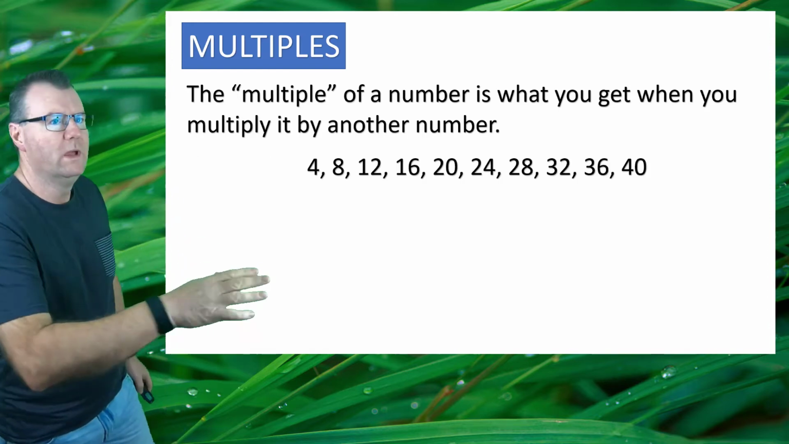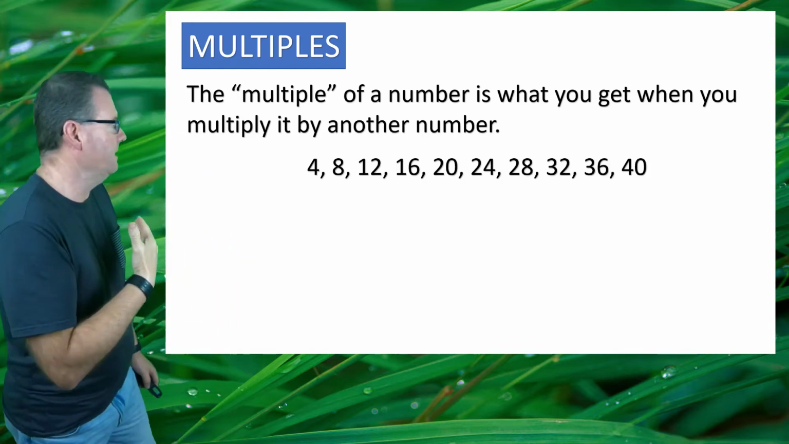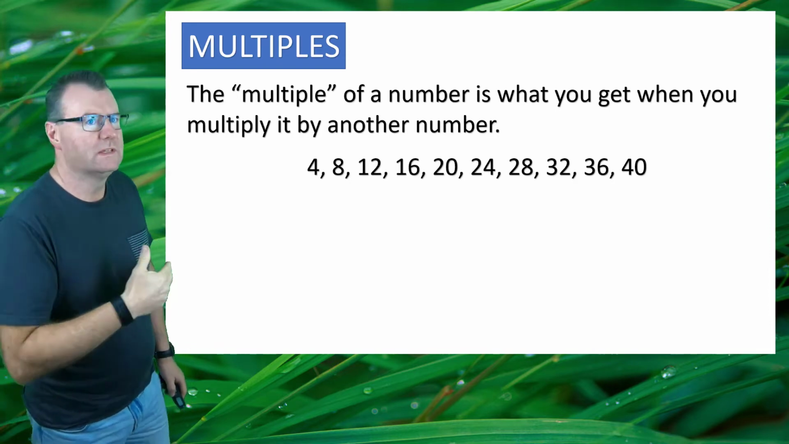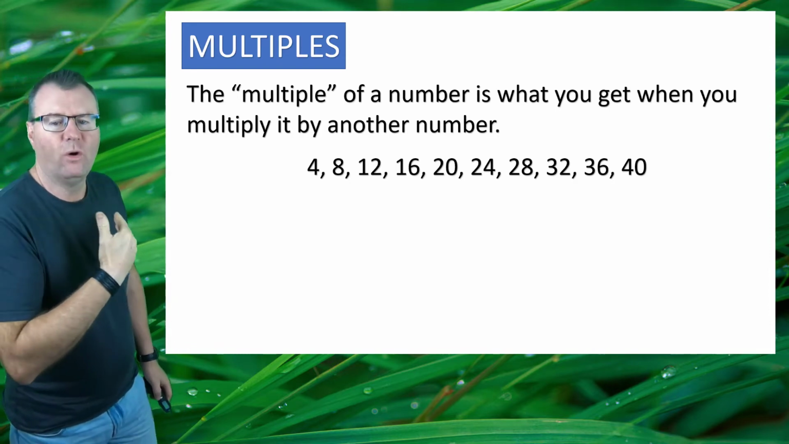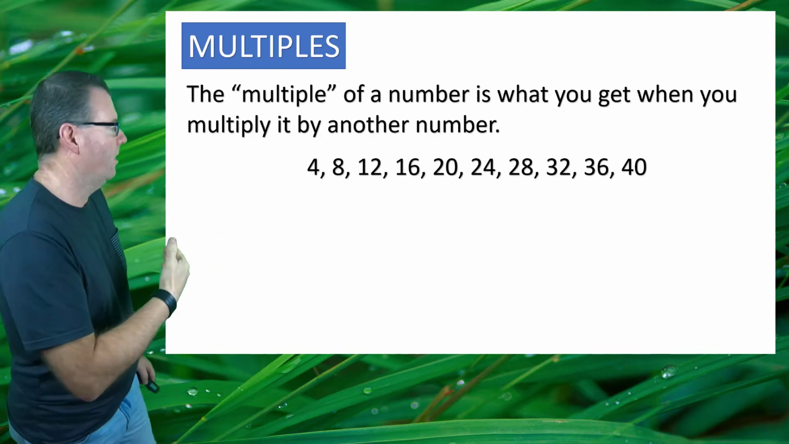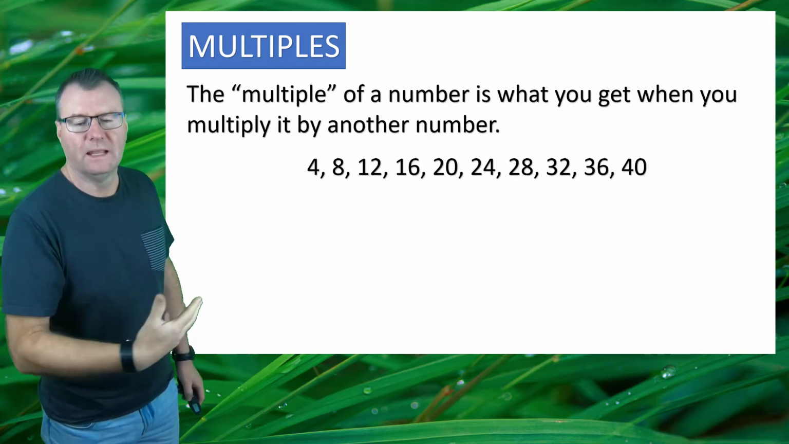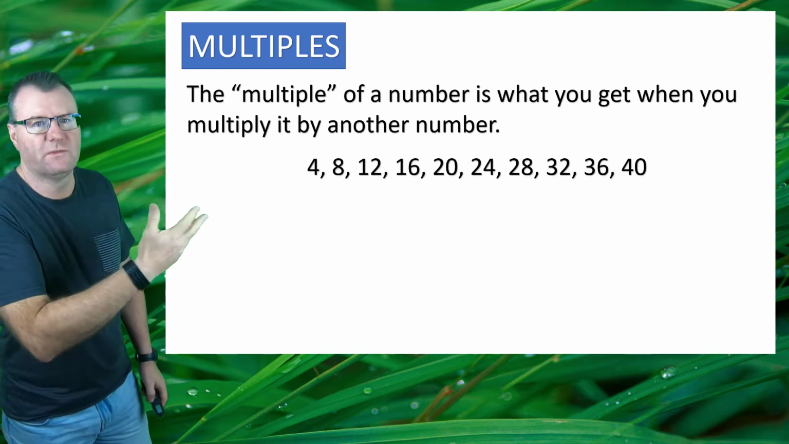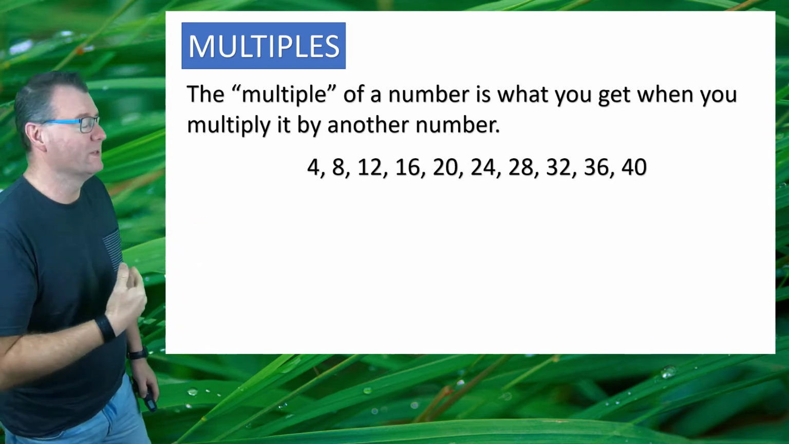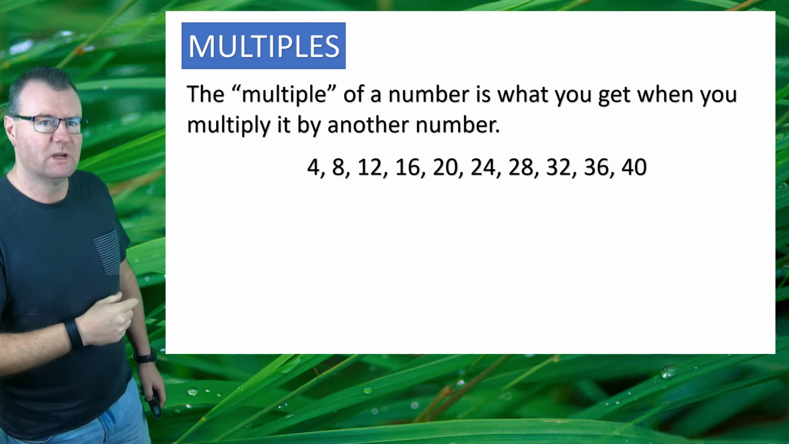And I could go through and I would say that list of numbers there, 4, 8, 12, 16, 20, 24, they are all the multiples of 4. Now there's more because I could do 4 times 7,000 and that would still be a multiple, but they're the first few. In fact, they are the first 10 multiples of 4.